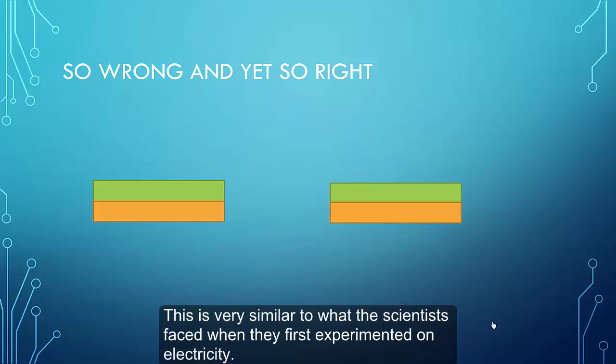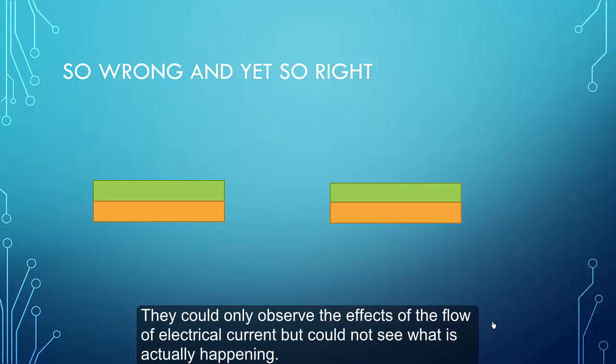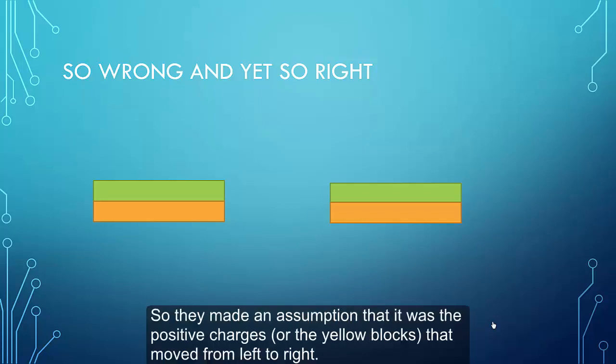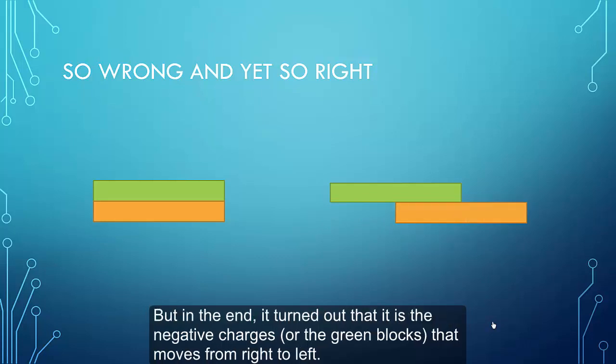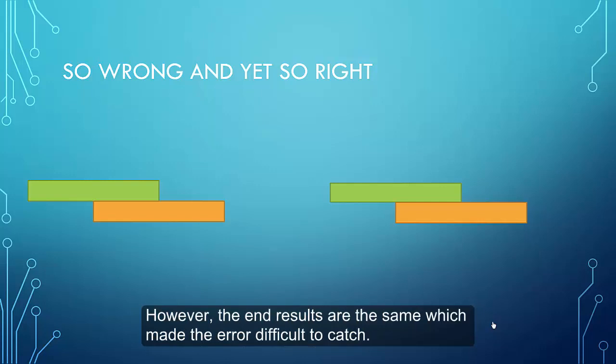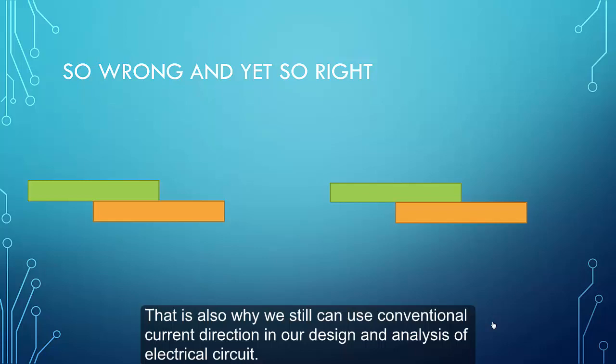So this is actually very similar to what scientists faced when they first experimented on electricity. They could only observe the effect of the flow of the electrical current but could not see what is actually happening. So they made the assumption that it was the positive charges or yellow blocks that move from left to right, but in the end it turned out that it is the negative charges or the green blocks that move from right to left. However, the end results are the same, which made the error very difficult to catch. That's why we still use conventional current direction in our design and analysis of electrical circuits.